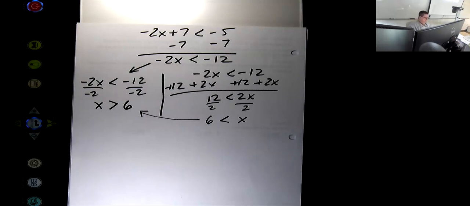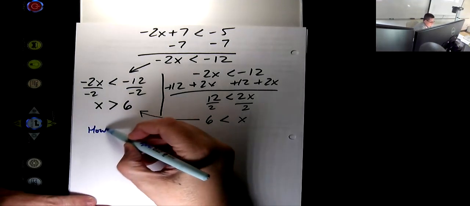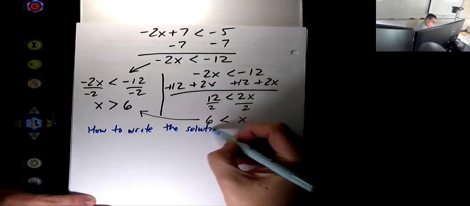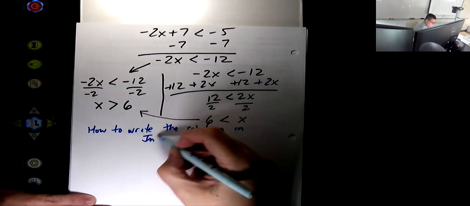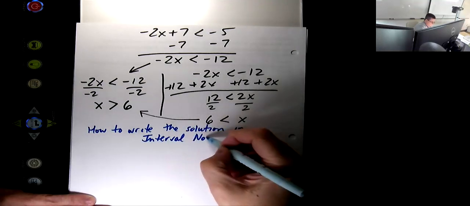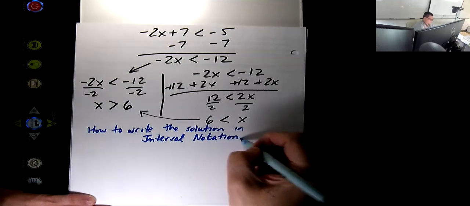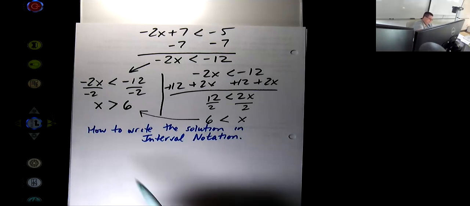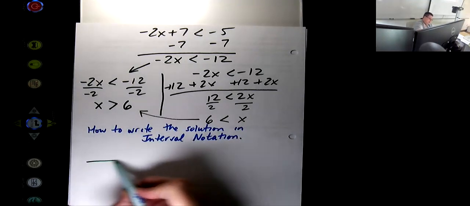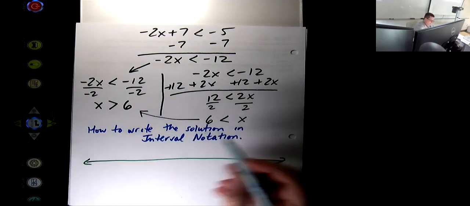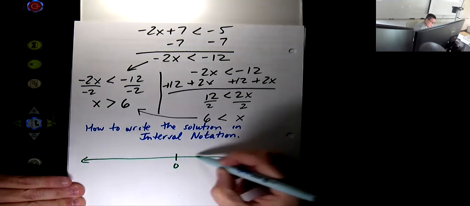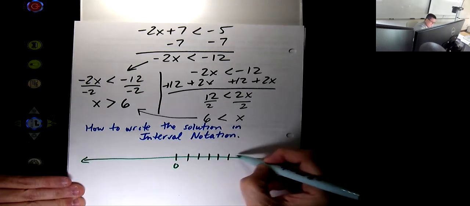Something they're going to ask you about in this section is interval notation. So how to write the solution in interval notation. This is easiest when x is on the left. I'm going to draw a number line real quick. I'll put 0 somewhere in the middle. 1, 2, 3, 4, 5, 6 is over here.